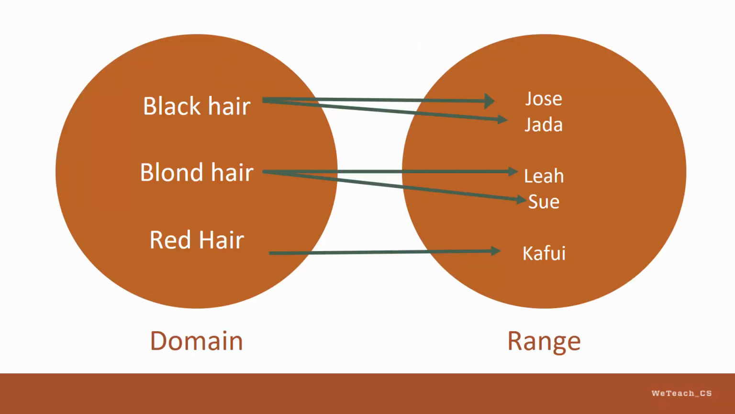You will notice in this example, any given hair color in the domain set can be mapped to any number of people in the range set. A function, on the other hand, is a correspondence between two sets, the domain and the range, such that each element of the domain has one and only one mapping to the elements in the range.